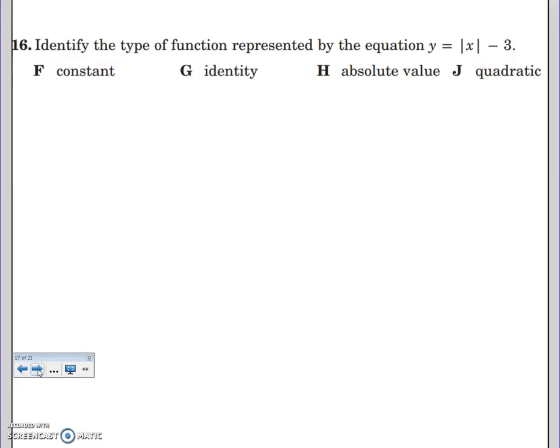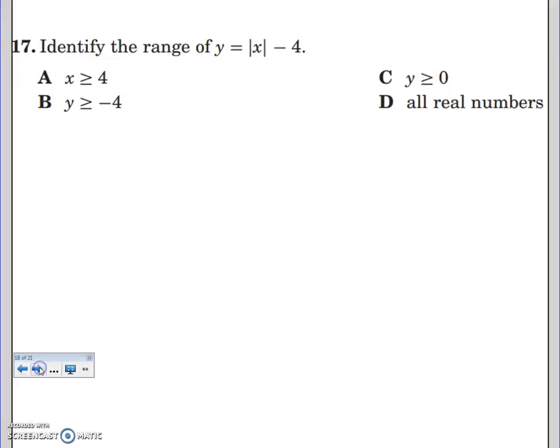So 16. What kind of equation is that? Well, that's the absolute value. That's pretty easy. You better not get that wrong. 16 is H. 17. Find the range.